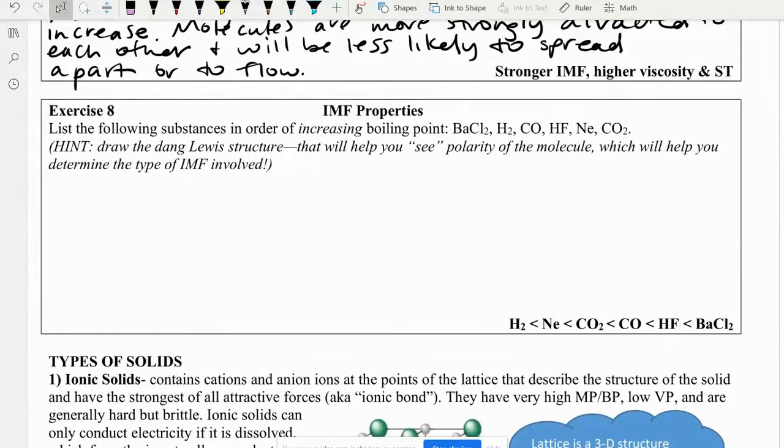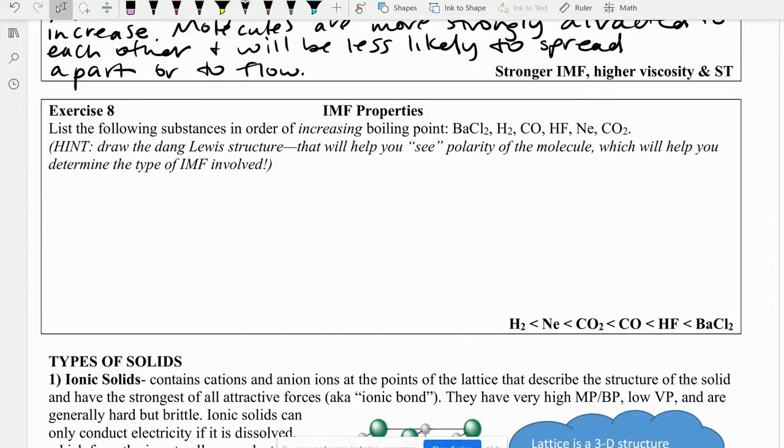It says list the following substances in order of increasing boiling point. I've been given a list of 6 substances. Notice that this whole unit we're talking about molecular compounds. Okay, I'll give you a hint. Draw the Lewis dot structure. This allows you to see polarity, and when you see polarity within a molecule, you can also determine the type of IMF. So Lewis dot structure, I can't emphasize how important it is.